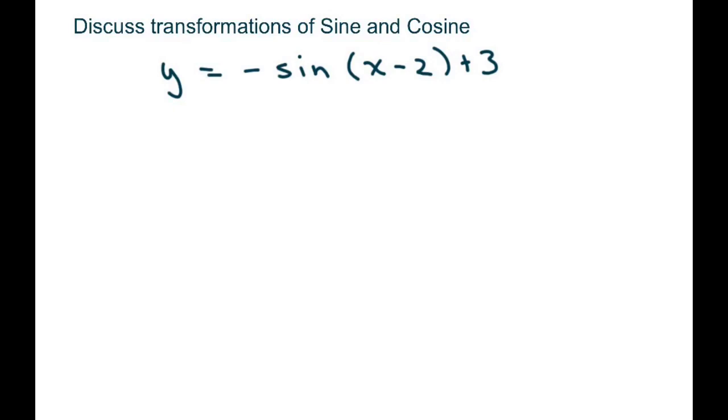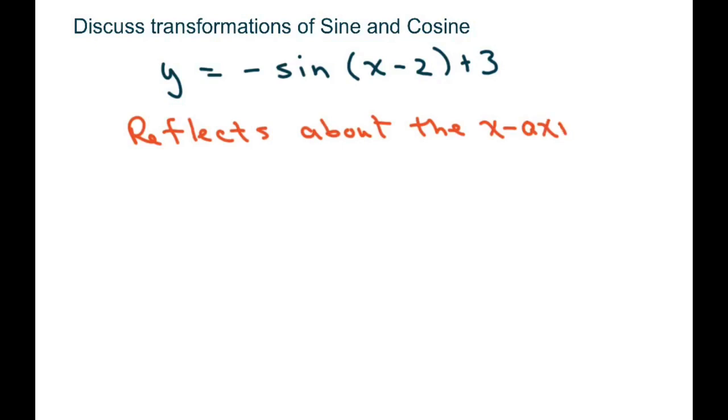We're going to do two examples of discussing transformations of sine and cosine. The first one is sine, and it's basically like you did with Algebra 2 with everything. The negative means it's a reflection, and this reflects about the x-axis. It's hard to see with sine, so if you ever see this negative in front, try doing this in your calculator.